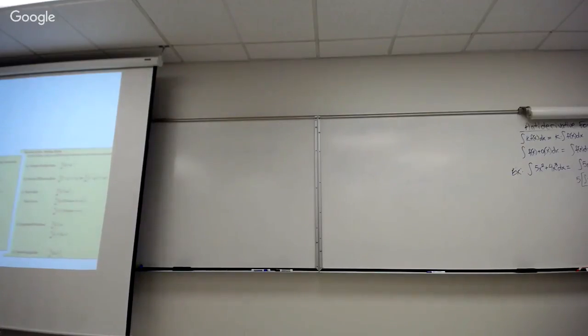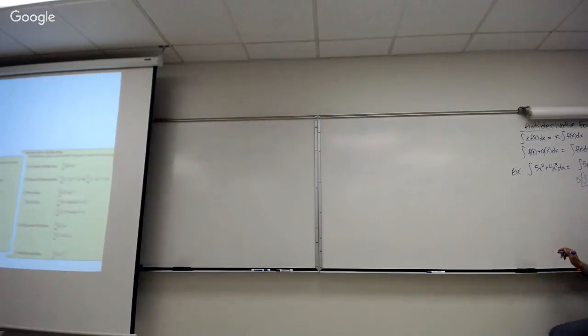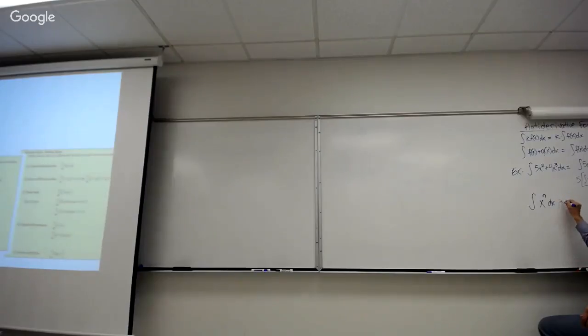Next is the antiderivative of the power rule, and we've already seen this one. So if I wanted to do the integral of x to the n, what do I do? What do I do first? I shouldn't have erased it. The first thing you do is add 1, and then what do you do? Divide by that result. So it's 1 over n plus 1 times x to the n plus 1.